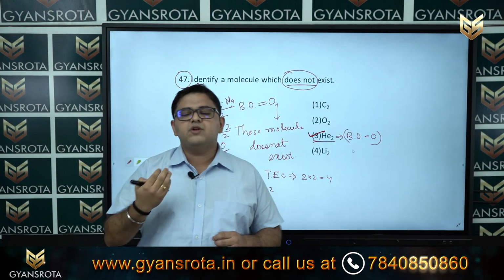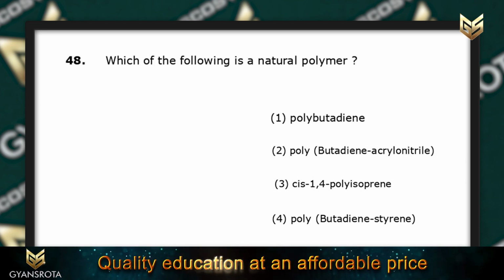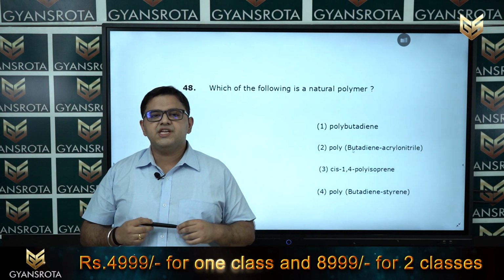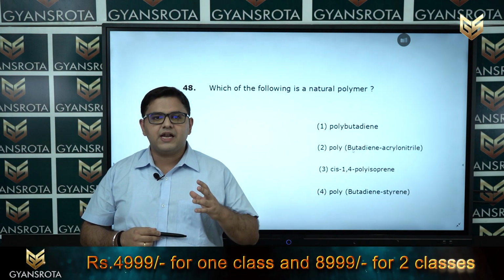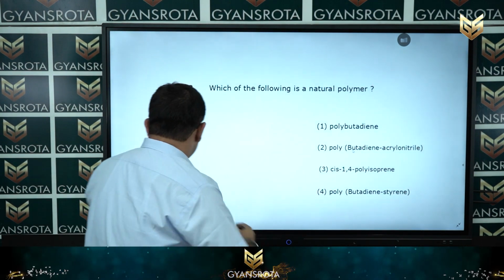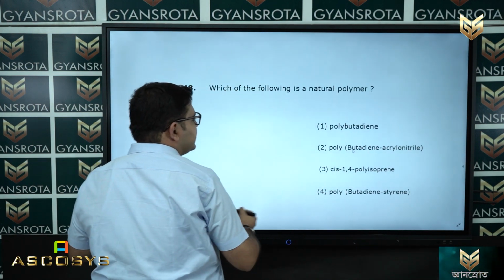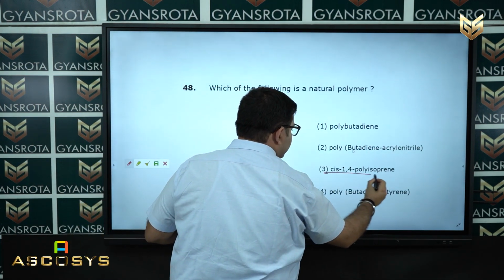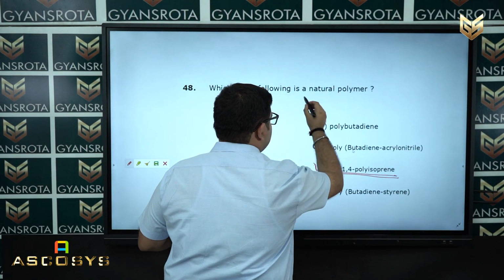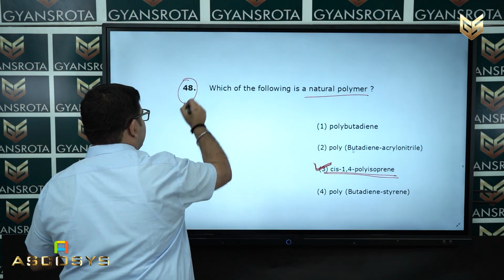So, now we are moving to the next question, that is question number 48. So, question number 48 is on your screen. Which of the following is a natural polymer? So, this question comes from your polymer chemistry of your class 12 NCERT. So, now we are moving to the solution part. So, it is a direct question and it is very easy. So, if you see your cis 1,4 polyisoprene, that is option number 3, which acts as a natural polymer. So, option number 3 is the correct answer of your question number 48.